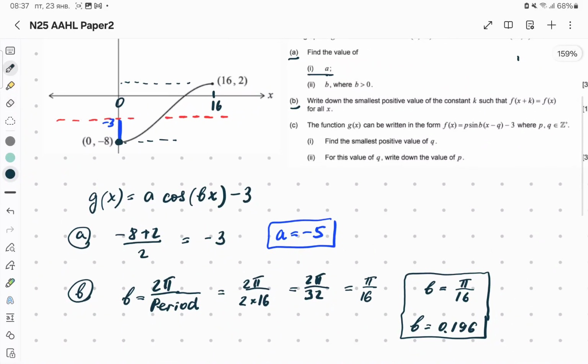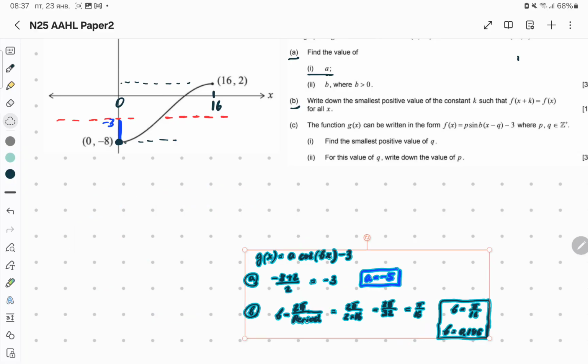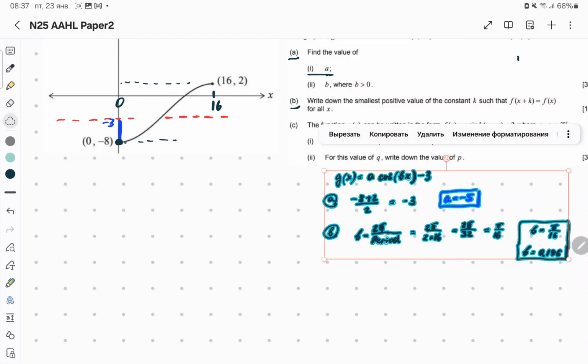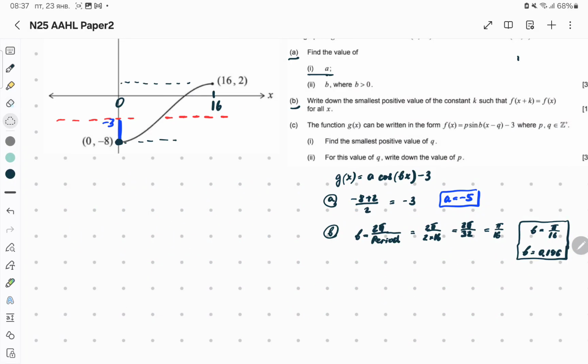So write down the positive value of the constant k such that f of x plus k equals f of x. Interestingly, this part is not marked in this paper. Only this one mark is skipped in the paper exam. That's why let's turn to part C.